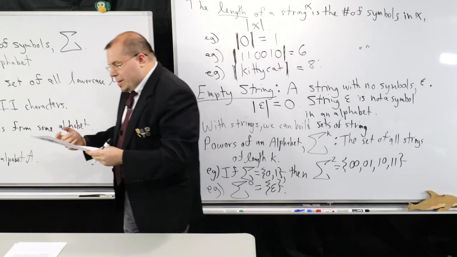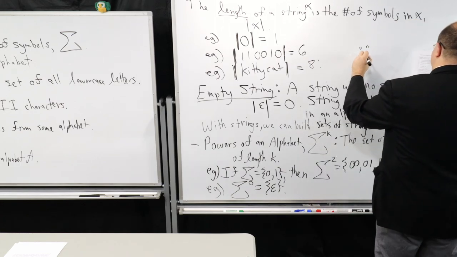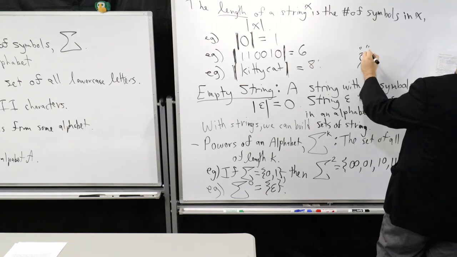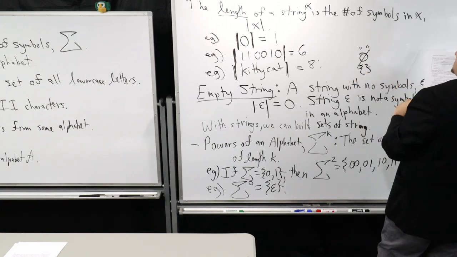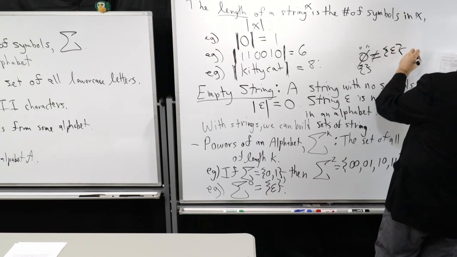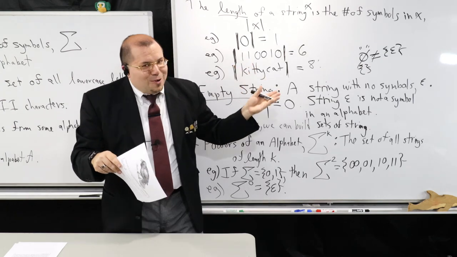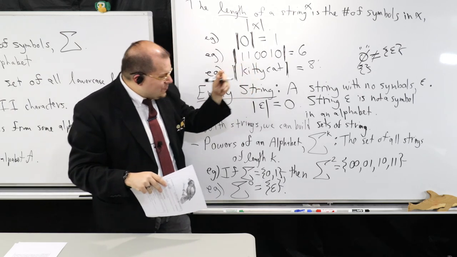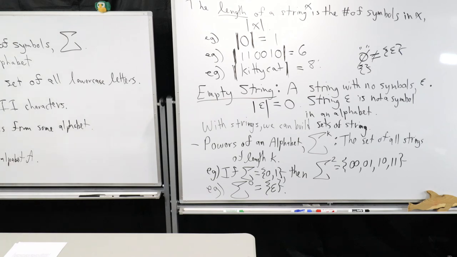So remember, as I mentioned earlier, and I'm going to write it up here because it's really important, it's one of those easy things to mess up: the empty set, which is sometimes written as just a set like this, is of course not equal to the set containing the empty string. Just be very clear, because one is clearly empty, one isn't. One has a string in it. Am I clear?